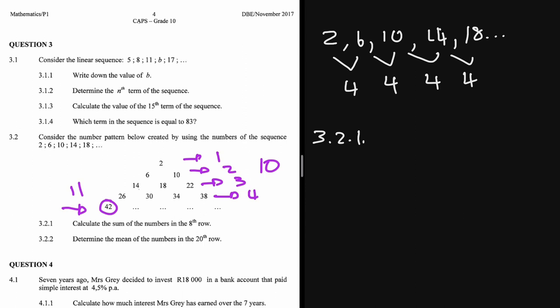So now let us count to see if that is true. Okay. So this is going to be what? This is going to be term 1, 2, 3, 4, 5, 6, 7, 8, 9, 10, 11. So that statement works for us.